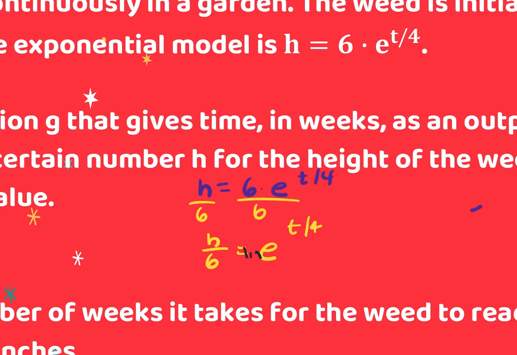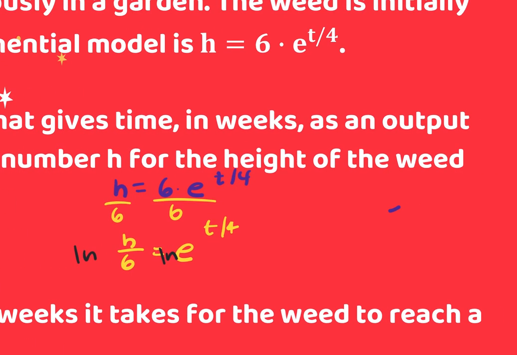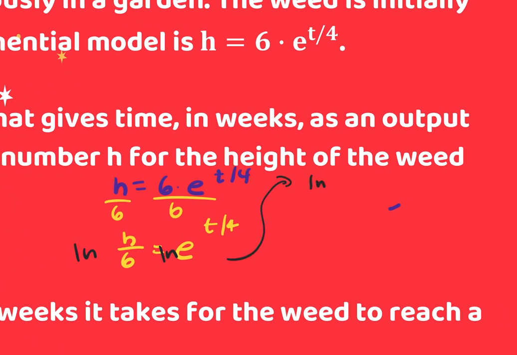Then I would ln both sides of the equation. ln of h over 6 equals, ln of e cancels, t over 4. Last step, multiply by 4 on both sides.